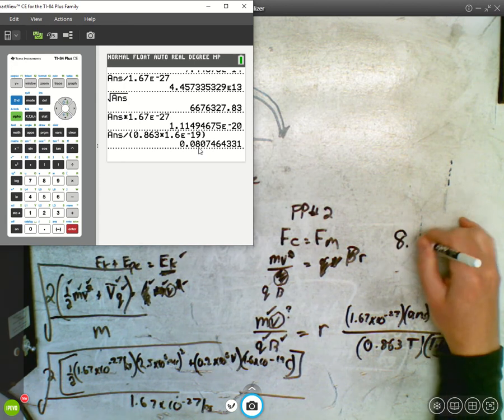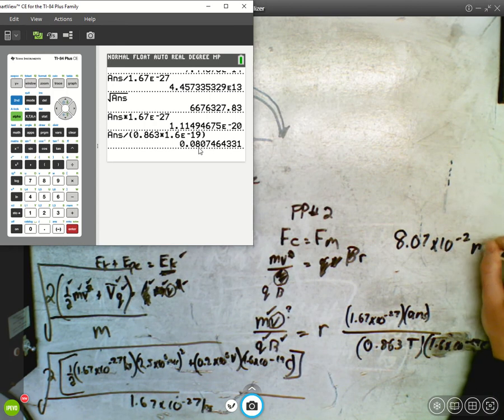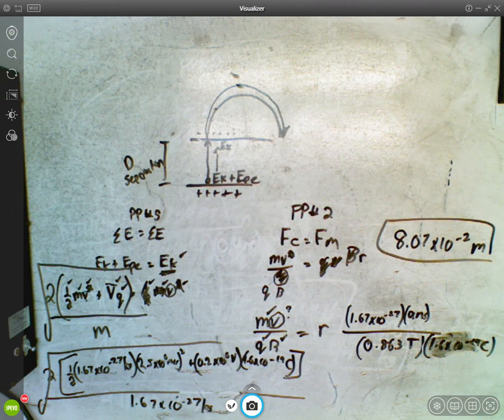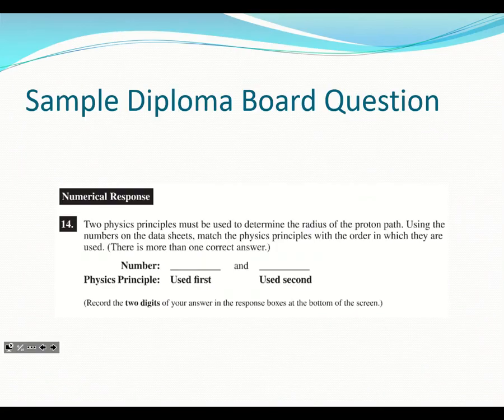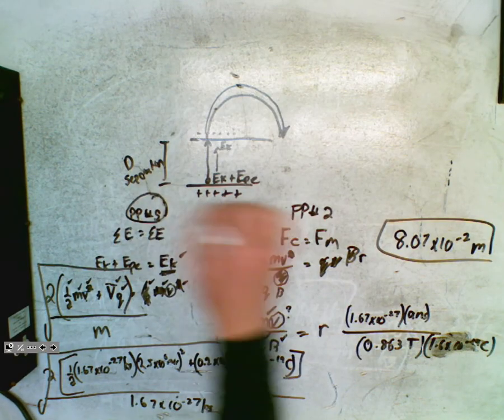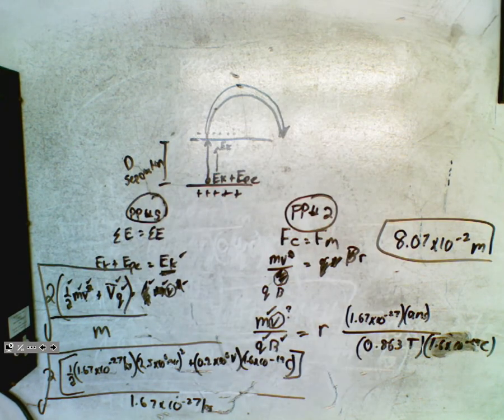So my answer is going to be 8.07 times 10 to the negative 2 meters. Yeah, 8.07 times 10 to the negative 2 would be my answer. And then for the other question that's asking about the physics principles, well, I used 2 and 5 in any order, and those are the only 2 answers that would work with that one. So you can see I used physics principle 5 and I used physics principle 2. Okay? Whew, that was a lot of stuff, but luckily the lesson today is super short with Rutherford.